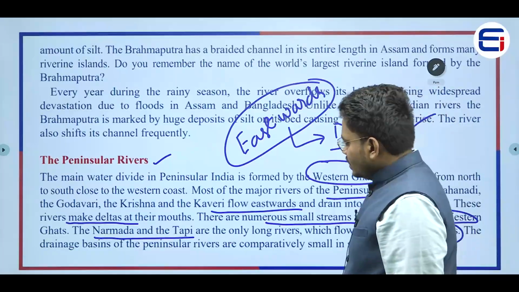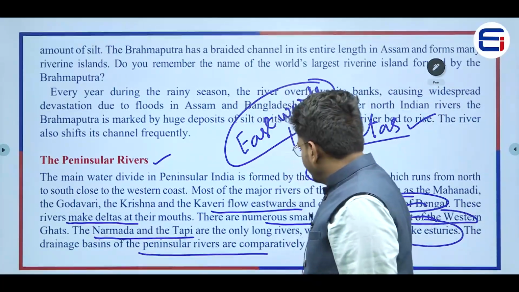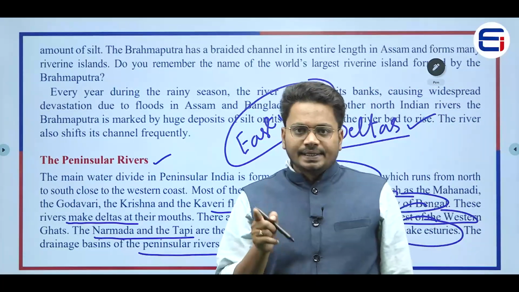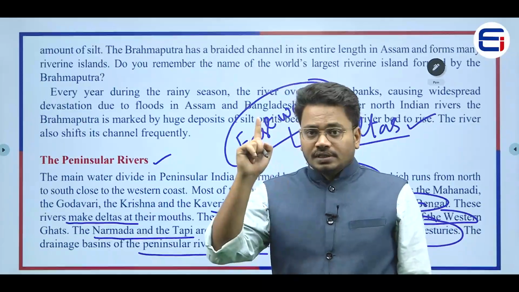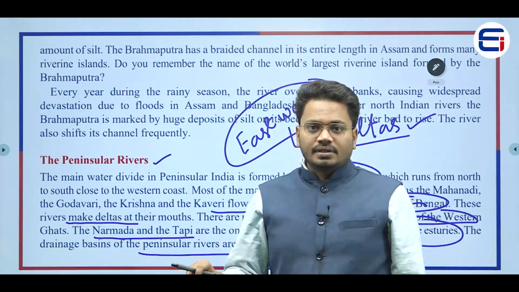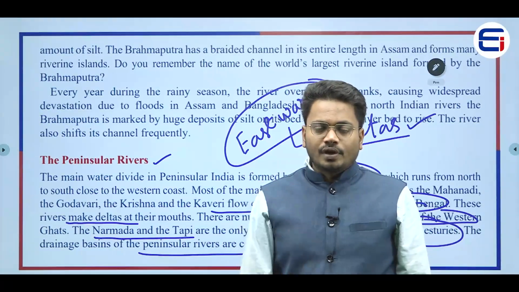Now the drainage basins of peninsular rivers are comparatively small in size when compared to the Himalayan rivers, right. This is also an important point which we have to remember.